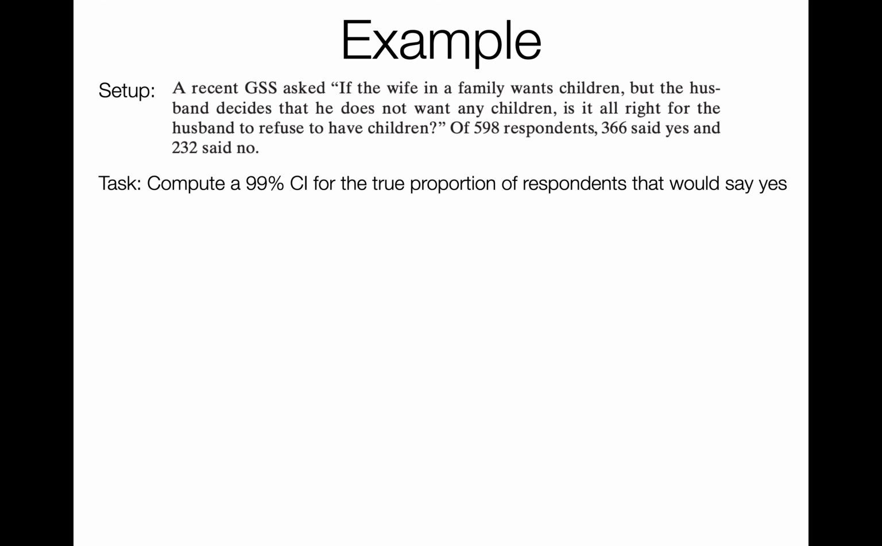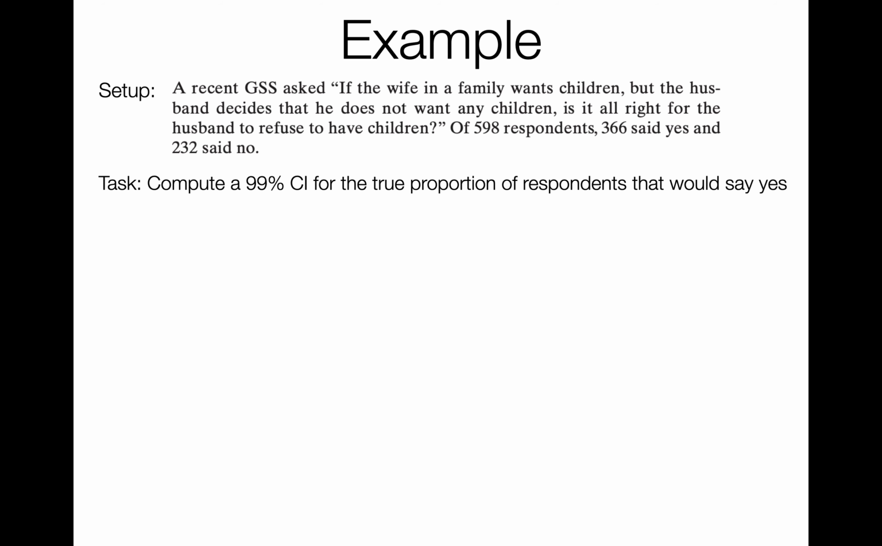A recent GSS, which stands for General Social Survey, is part of the census. A recent General Social Survey asked if the wife in a family wants children, but the husband decides that he doesn't want children, is it all right for the husband to refuse having children? There were 598 respondents. 366 of them said yes, and 232 said no. So I want you to create a 99% confidence interval for the true proportion of respondents that would say yes.